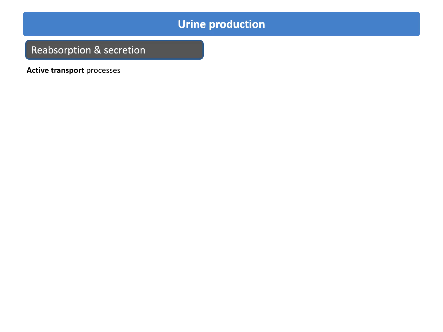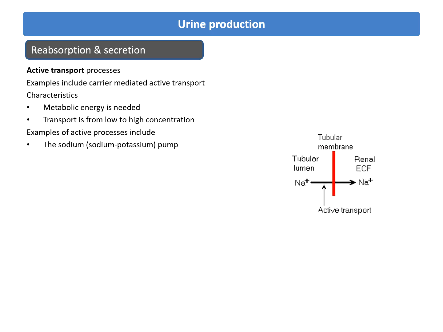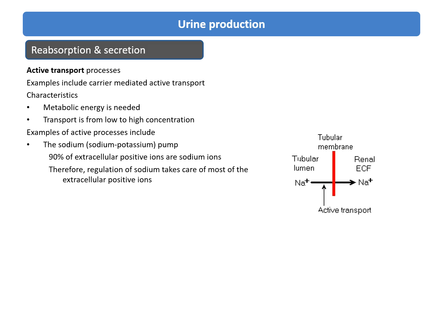What about the active transport processes? Well, they include carrier-mediated active transport. Characteristics of this include metabolic energy is needed. Transport is from low to high concentration. Examples of active processes include the sodium pump, properly the sodium-potassium pump. 90% of extracellular positive ions are sodium ions. Therefore, regulation of sodium takes care of most of the extracellular positive ions.